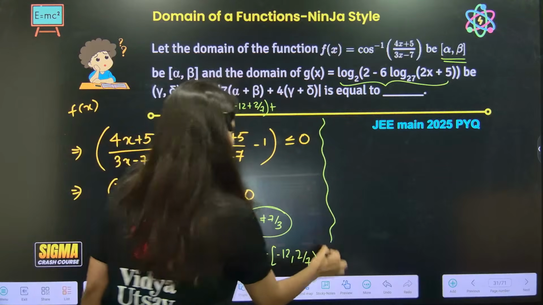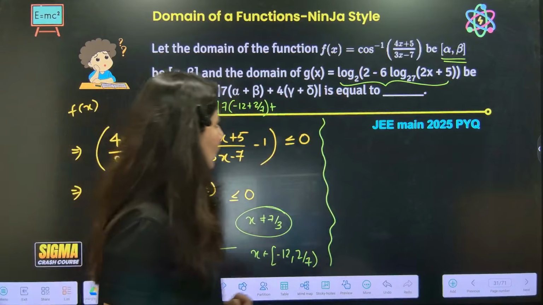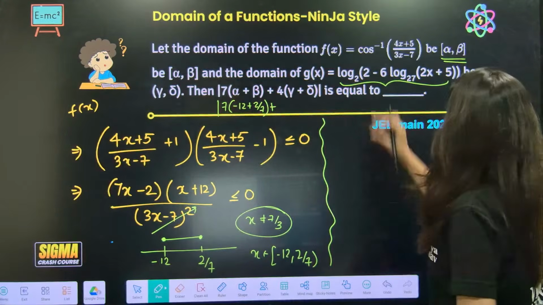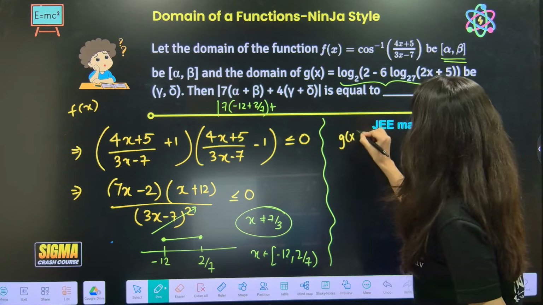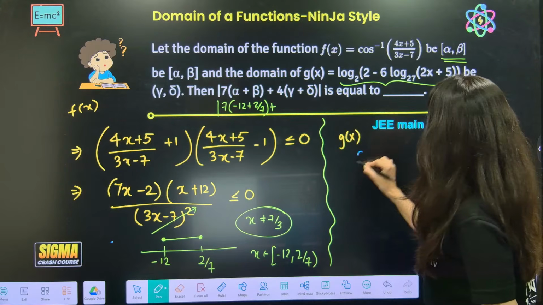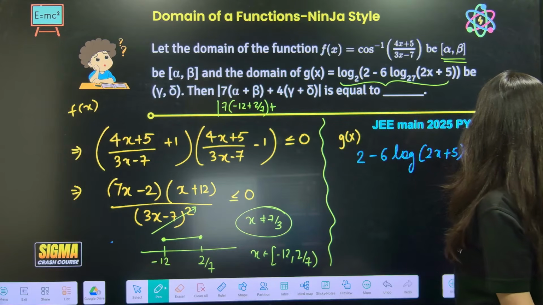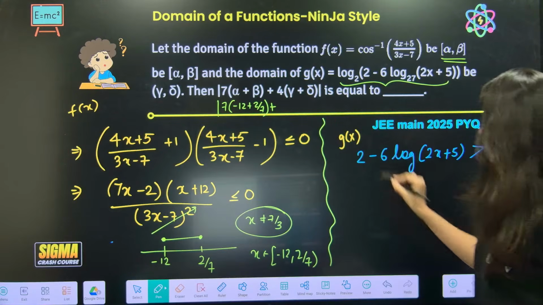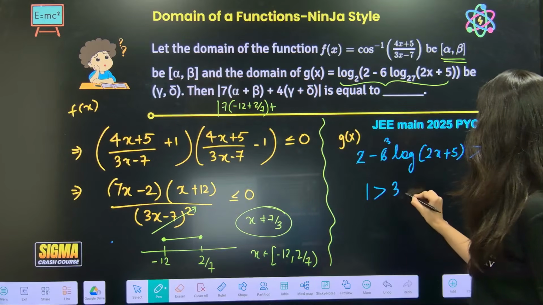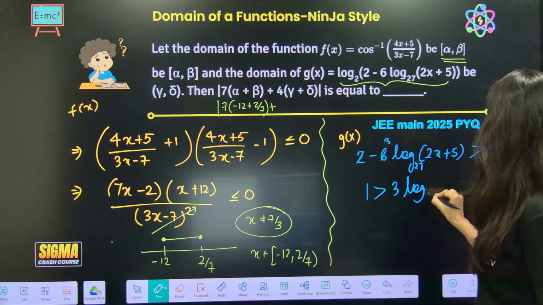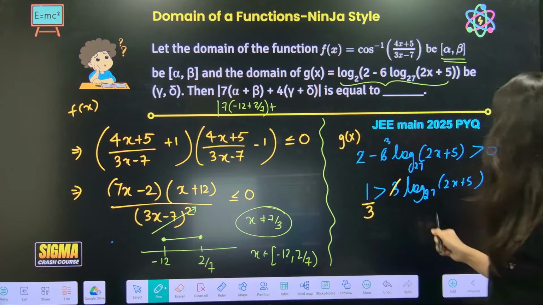Now g(x). Are we ready for g(x)? How many of you are ready for g(x)? Whatever is inside the logarithm should be positive. So for g(x), what's inside the logarithm? Ma'am, 2 minus 6 log of (2x plus 5) greater than 0. So 2 ones are 2, 2 threes are 6. So 1 is greater than 3 log base 27 of (2x plus 5), and this is 1 by 3.